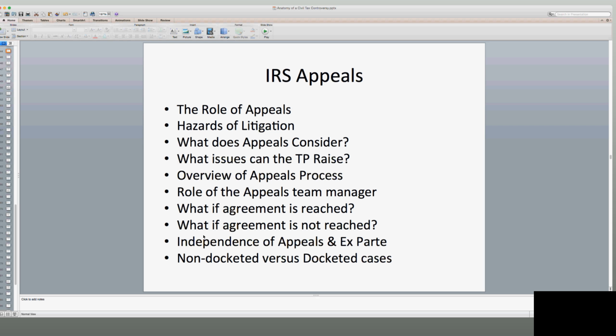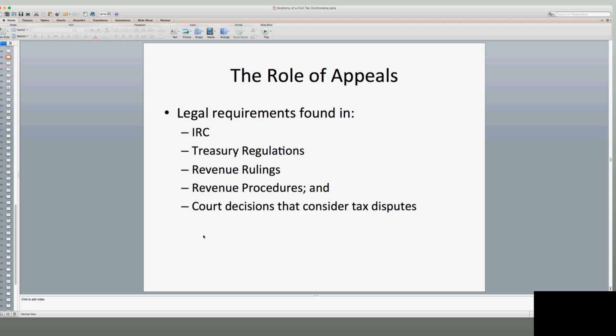and what I've done here is just basically list some of the major topics that you will confront in IRS Appeals. The first is the role of appeals. So I want to give a little bit of background info on what appeals actually is, what their charter mission is, talk about the hazards of litigation, what does appeals consider, what issues can the taxpayer raise, give you an overview of the appeals process, give you the role of the appeals team manager, what if agreement is reached, what if it's not, independence of appeals and ex parte, non-docketed versus docketed cases.